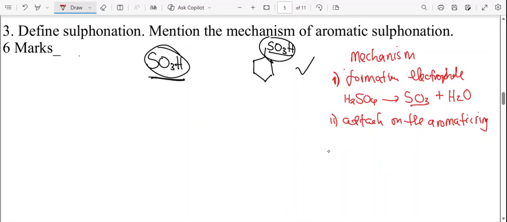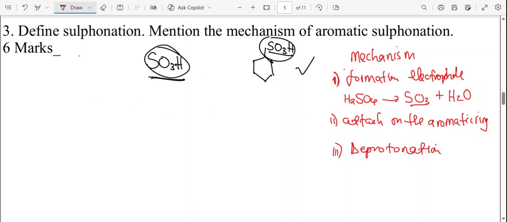You remember this? So I'll demonstrate an example. Then from there, deprotonation, so remove the proton. So say deprotonation. All right, so this is the mechanism that will happen.